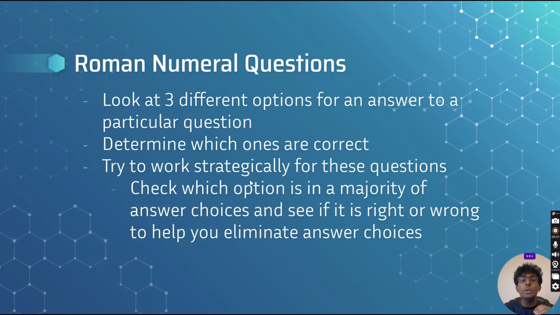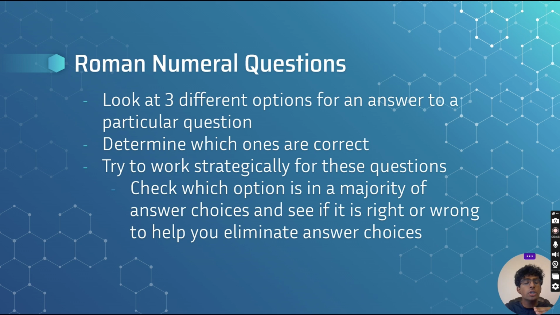And then the last type are Roman numeral questions. These are basically 3 different options for an answer to a particular question, and you're trying to determine which ones are correct. So it's like 1, 2, 3, like in Roman numerals. You want to work strategically for these questions because some of them might be a little challenging. So what I would try to do is check which option is in a majority of the answer choices and see if it's right or wrong to help you eliminate answer choices.